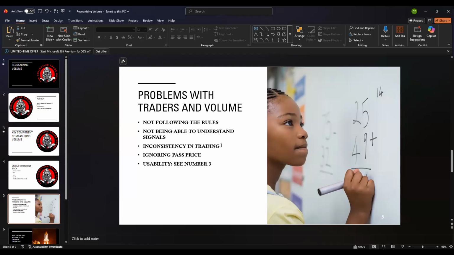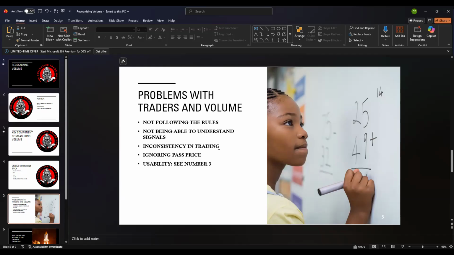Inconsistency of trading. There's no way that you could be proficient in any of these things if you're trading 3-4 times a month. That's not going to happen.